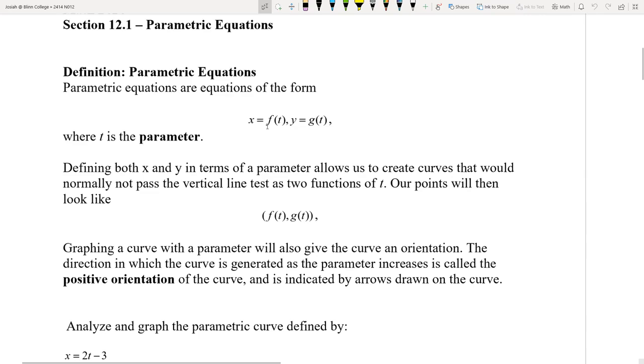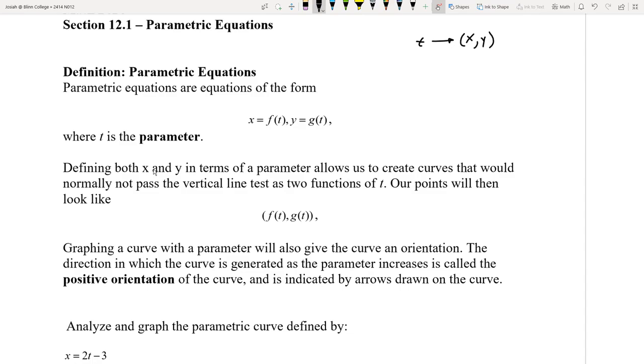Parametric equations are equations of the form x equals f of t, y equals g of t. So we're taking the coordinates of our points and making them into two separate functions, a function for the x coordinate and a function for the y coordinate, where t is a parameter. Given some t, we plug in t and get out x and y. That's the general idea behind parametric equations. So again, we're plugging in t, we're getting out x and y, and that's what our function looks like.